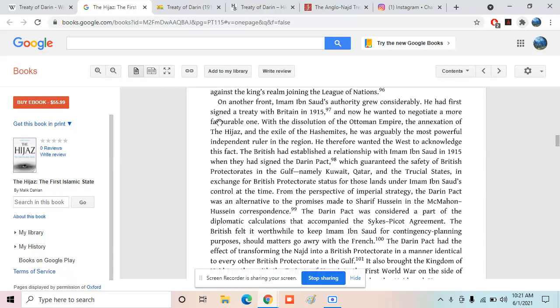He therefore wanted the West to acknowledge this fact. The British had established a relationship with Imam ibn Saud in 1915 when they had signed the Darin Pact, which guaranteed the safety of British protectorates in the Gulf, namely Kuwait, Qatar, and the Trucial States, in exchange for British protectorate status for those lands under Imam ibn Saud's control at the time.